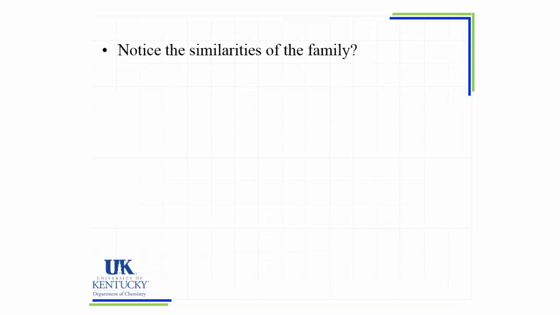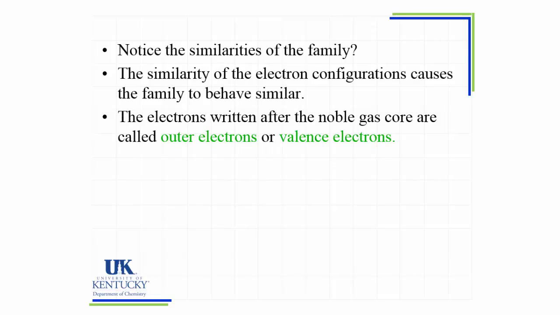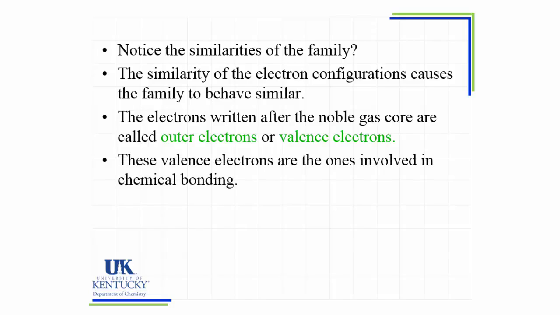So as we notice the similarity in the families, electron configuration causes these families to have similar behavior, chemically and physically. Within a group, because they have a similar electron configuration, they're going to behave similarly. The electrons that are written after that noble gas core are called the valence electrons, or the outer electrons. For a family, or for that group as we go down, they will all have the same number of these valence electrons. And it's these valence electrons that are involved in chemical bonding.